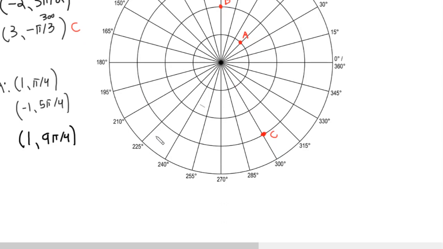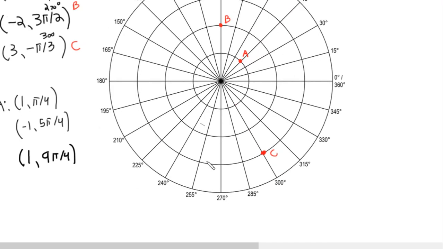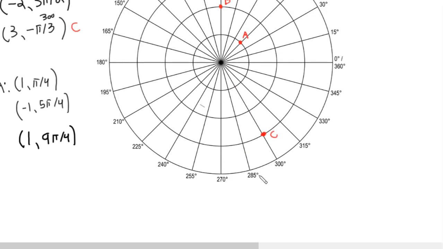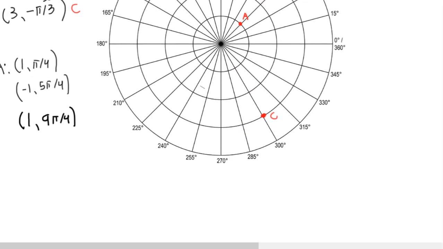So let's just try to convert one more point, C, and find some more representations of it. Okay, well, let's just convert that. I'm going to skip point B because there's really not a need for this many examples for something like this. So we knew that C was 3 comma negative pi over 3. It was right over here.